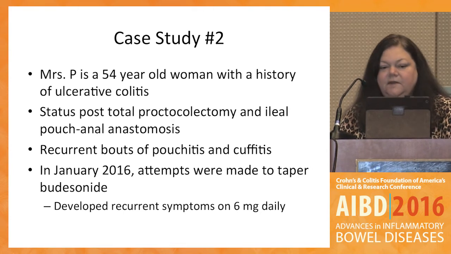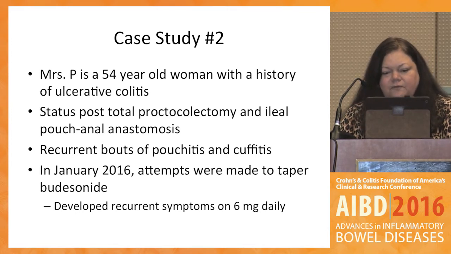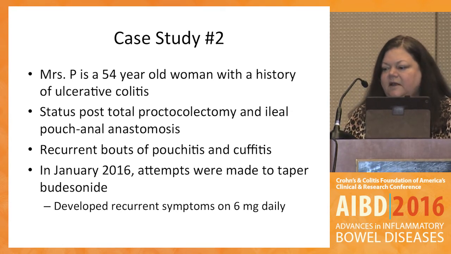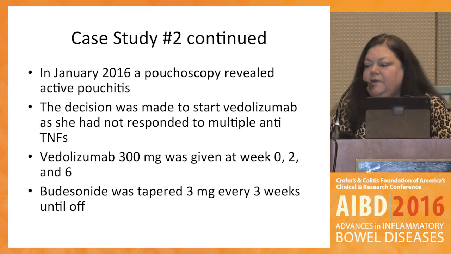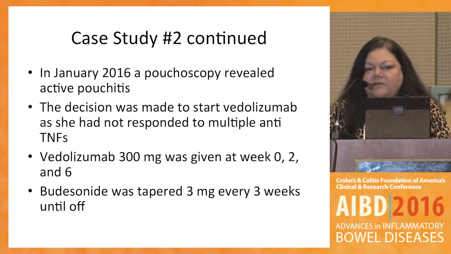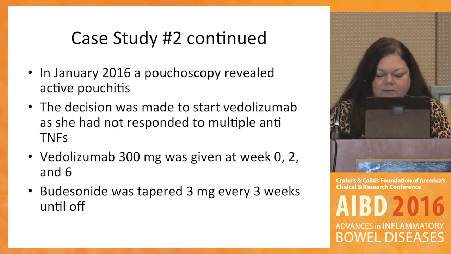January of this year, seems like a lot of things happened in January. Attempts were made to taper her budesonide, which she had been on long-term, and she frequently had issues with recurrent symptoms when we would drop her down to about 6 milligrams a day. So she had a pouchoscopy this year that revealed active pouchitis. So they decided to start her on IV therapy with vedolizumab, and she had not responded to multiple anti-TNFs. So she received the standard loading dose of that, and then her budesonide was tapered down further every 3 weeks until off.